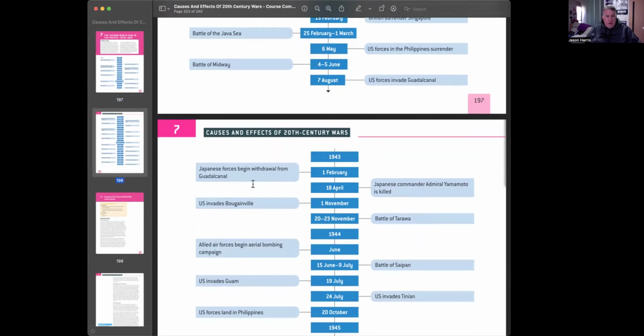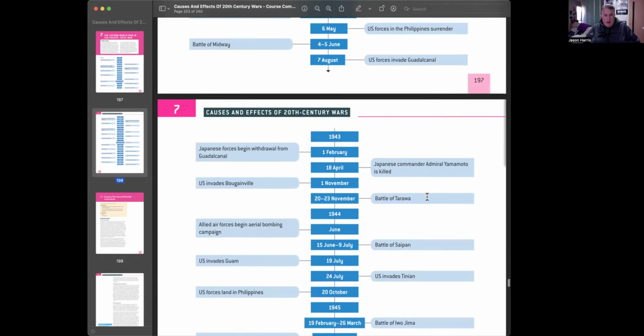Here you see them withdrawing from Guadalcanal. One of the most important men in their military echelon, Admiral Yamamoto, who designed the attack on Pearl Harbor, is killed. He's in a plane and it's shot down after going to look at troops or observe what's happening down in the Pacific near Guadalcanal. So that's a huge loss to the Japanese.